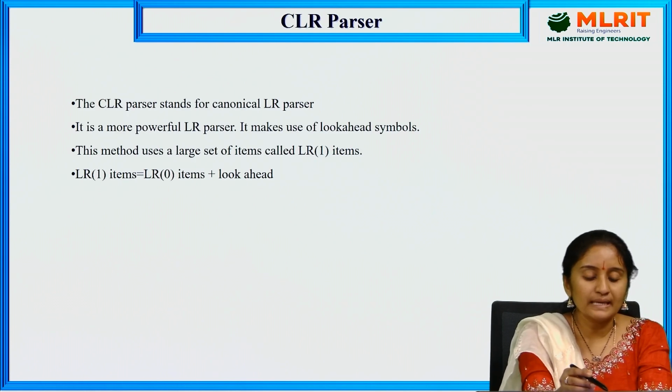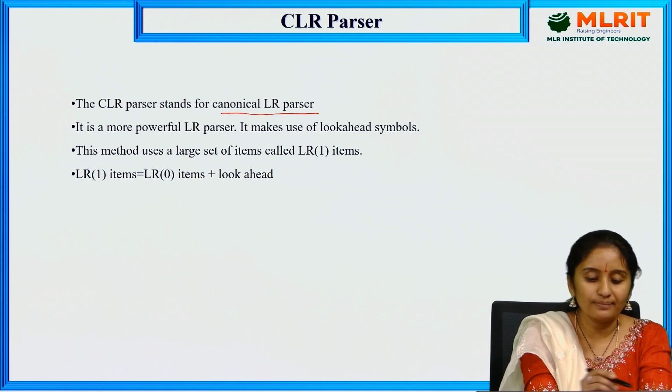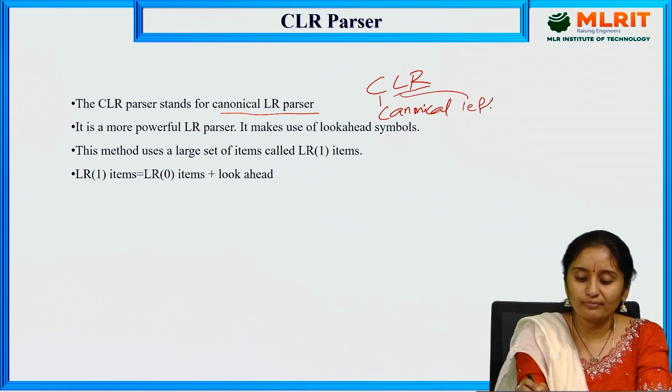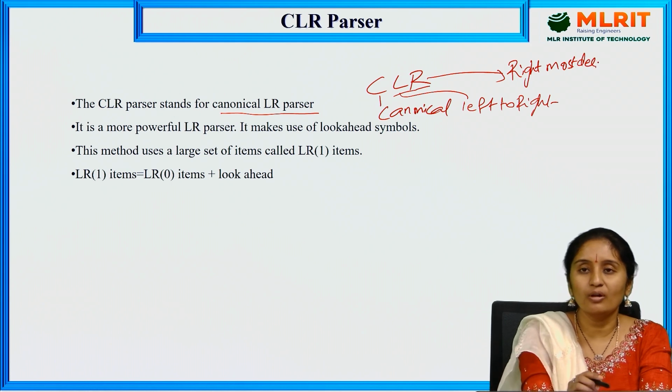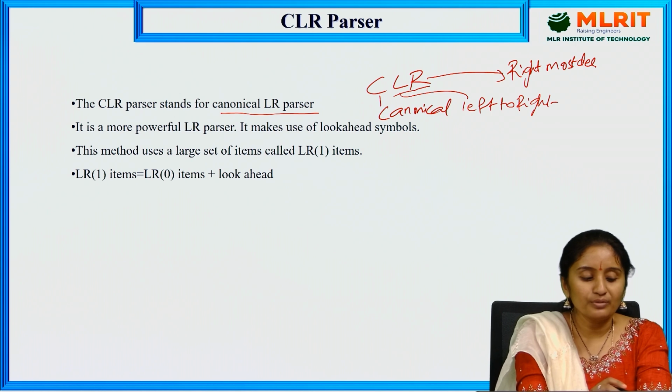CLR parser stands for Canonical LR parser. C stands for Canonical. L means it reads the input string from left to right. It scans the input string from left to right. And the last R represents rightmost derivation. As we have already seen what is LR parser and SLR parser, now we are going for the CLR parser.